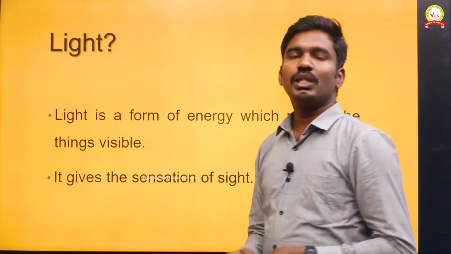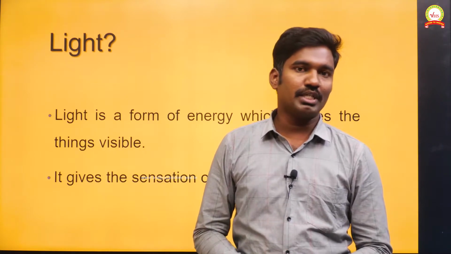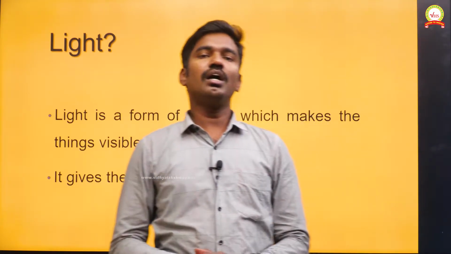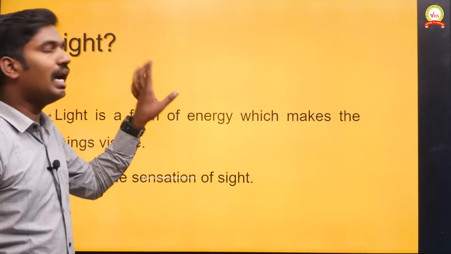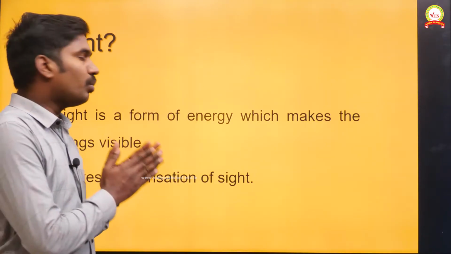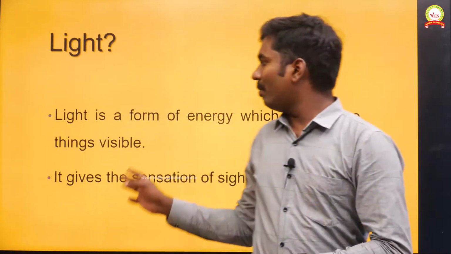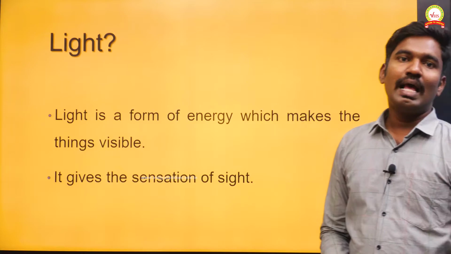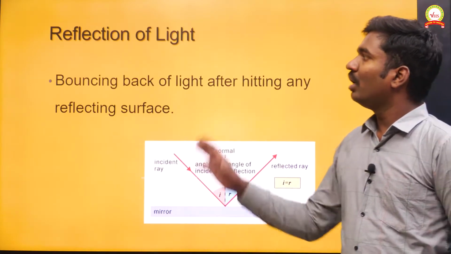So first, what is the meaning of the word light? Suppose you are sitting inside a dark room. Can you see the objects near to us? No, we can't see the objects. If you want to see the objects, what is required? A light source. So what is the meaning of the word light? Light is a form of energy which makes things visible as well as gives a sensation of sight.